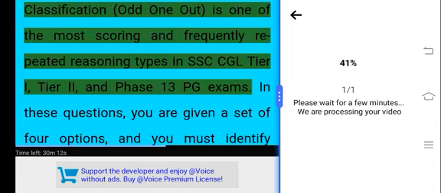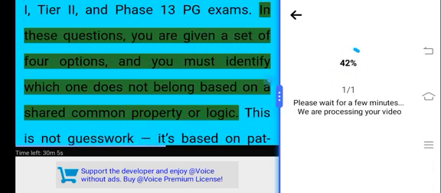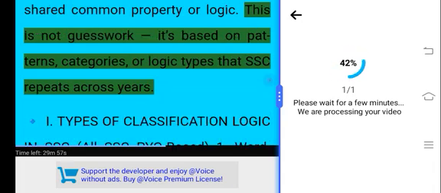Classification odd one out is one of the most scoring and frequently repeated reasoning types in SSC CGL Tier 1, Tier 2, and Phase 13 PG exams. In these questions, you are given a set of 4 options, and you must identify which one does not belong based on a shared common property or logic. This is not guesswork. It's based on patterns, categories, or logic types that SSC repeats across years.